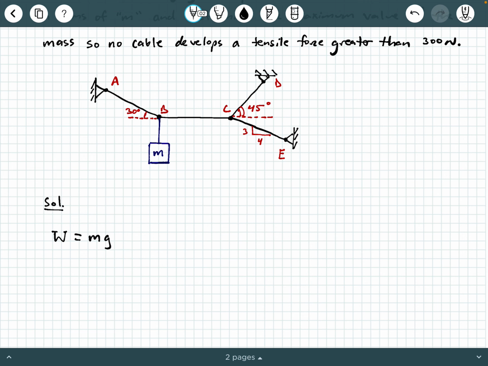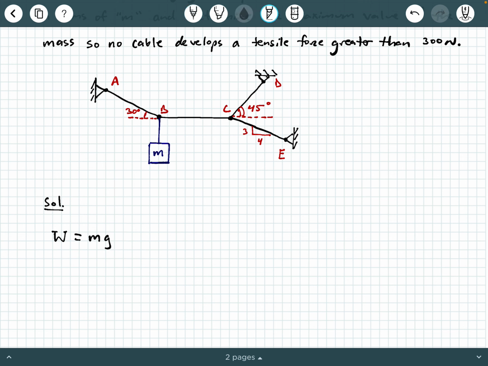Now, in this particular problem, which version of g do we use? We use 32.2 feet per second squared, right? Wrong. We do not do that. We use 9.81 meters per second squared. How do I know to use 9.81 meters per second squared instead of 32.2 feet per second squared?